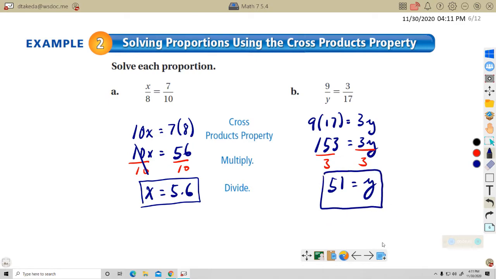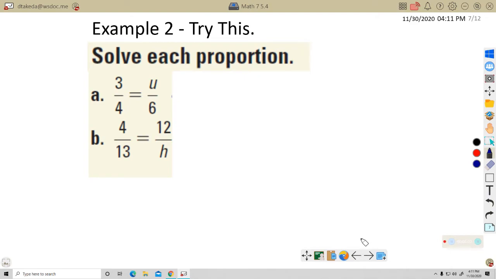This uses some skills that were learned back in Chapter 3 when we were solving two-step equations. That's basically what we're doing here. We're turning these proportions into two-step equations. Try these two. Pause the video here, and we're going to call these 2T-A and 2T-B. For purposes of me asking you what your answers are, those are the question numbers.